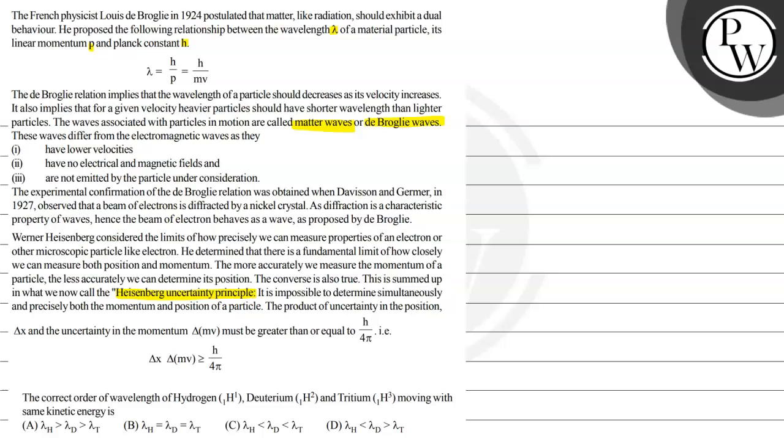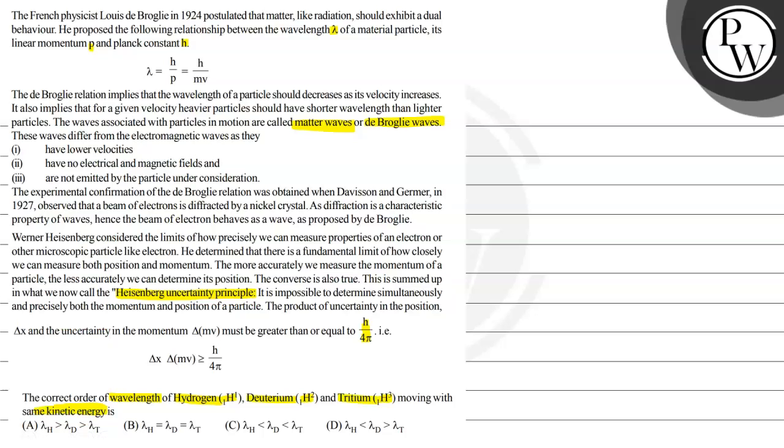It is impossible to determine simultaneously and precisely both the momentum and position of a particle. The product of uncertainty in position delta x and the uncertainty in momentum delta mv must be greater than or equal to h by 4 pi, that is delta x delta mv should be greater than or equal to h by 4 pi. So the question is, the correct order of wavelength of hydrogen 1H1, deuterium 1H2 and tritium 1H3 moving with the same kinetic energy is, and we have four options over here.